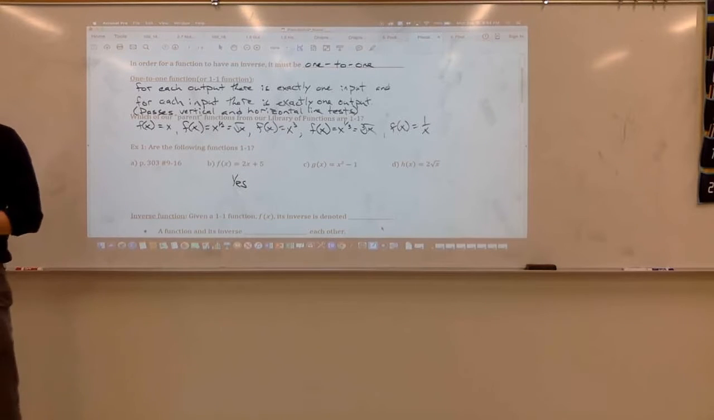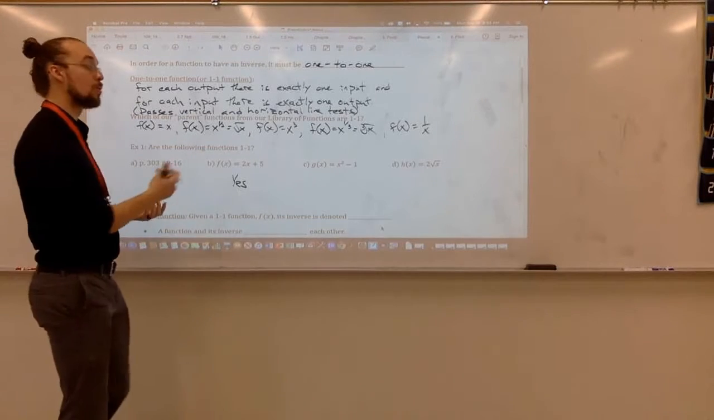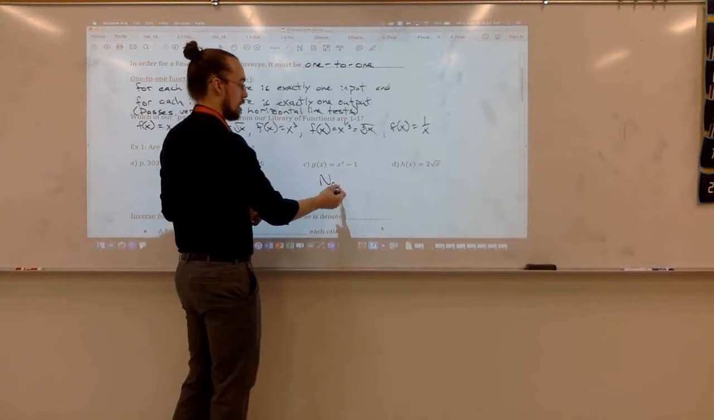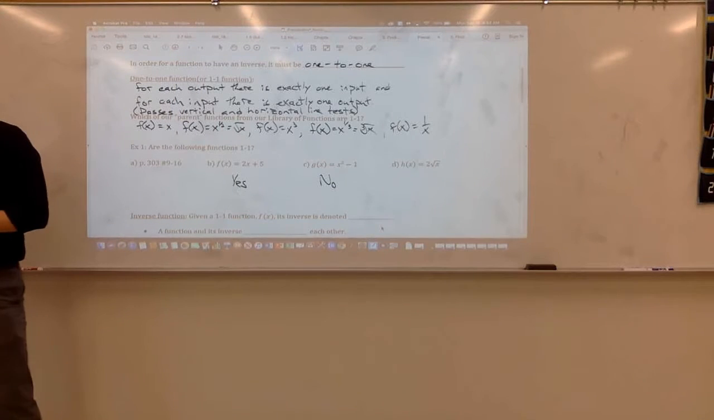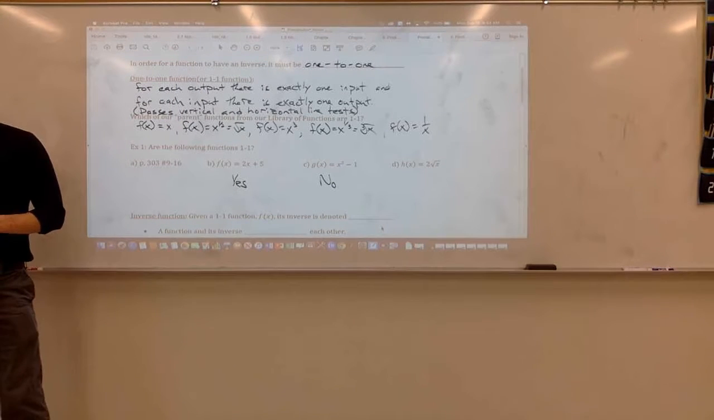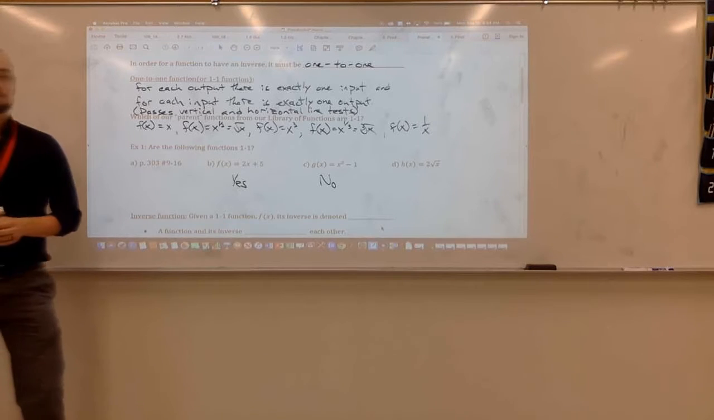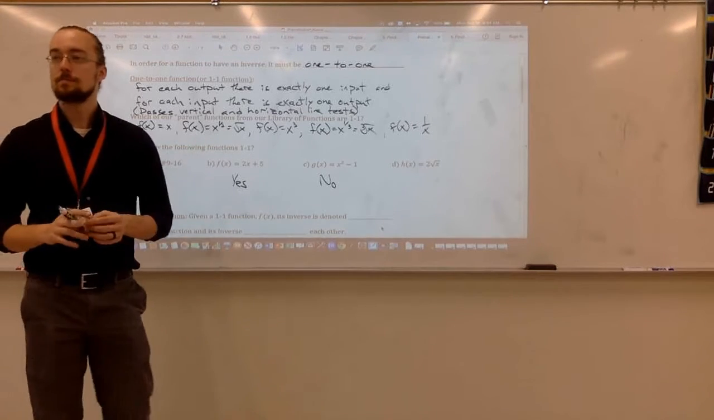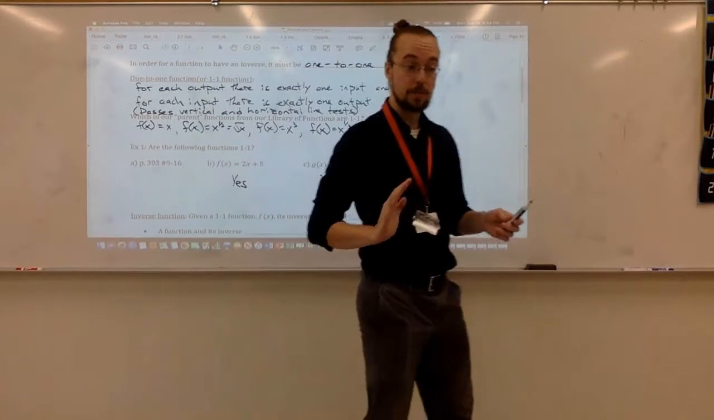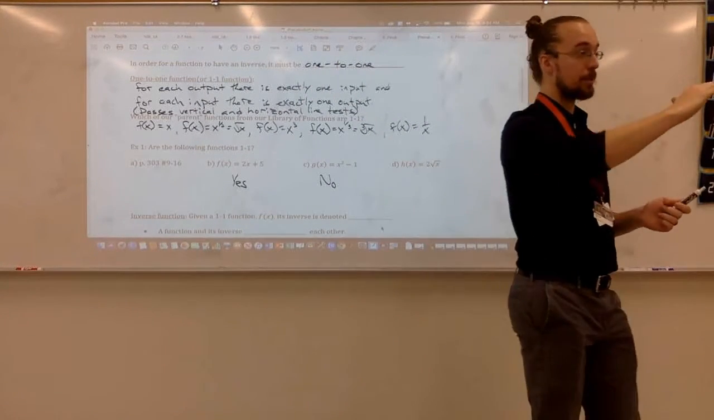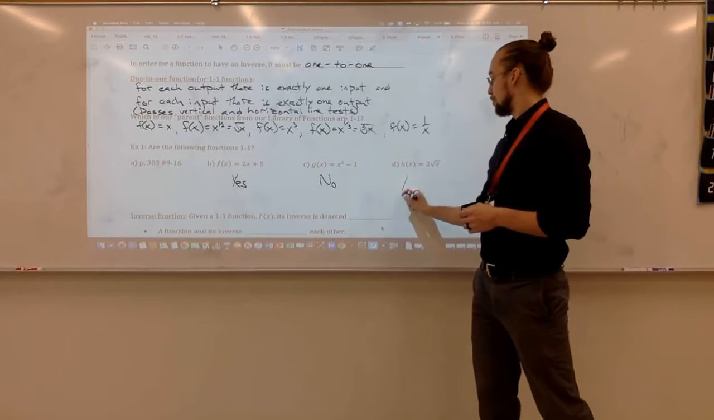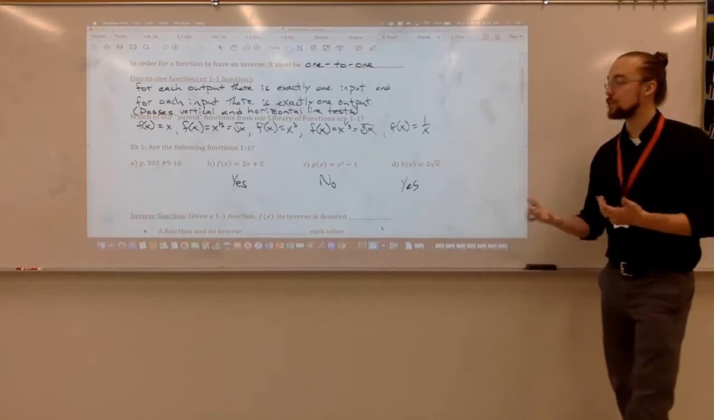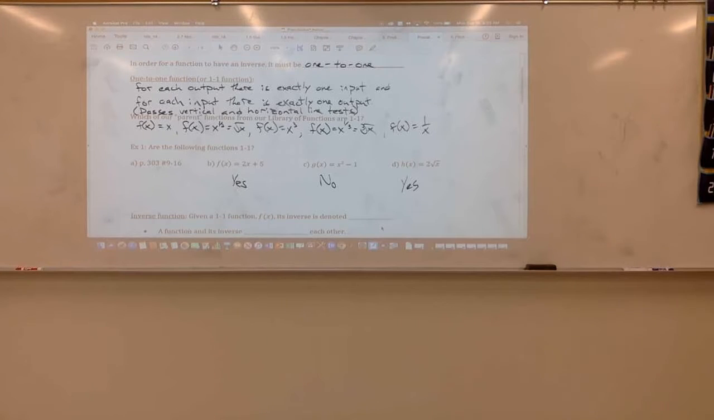What about x squared minus 1? It's a parabola, so it's not going to pass the horizontal line test. How about 2 times the square root of x? What does that graph look like? Yes, that's just going to be a square root function. So visualizing things like this makes it even more important for us to know what the parent functions look like.